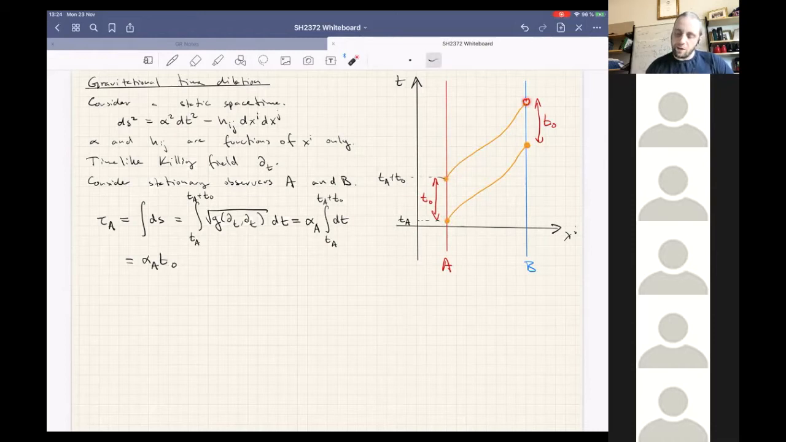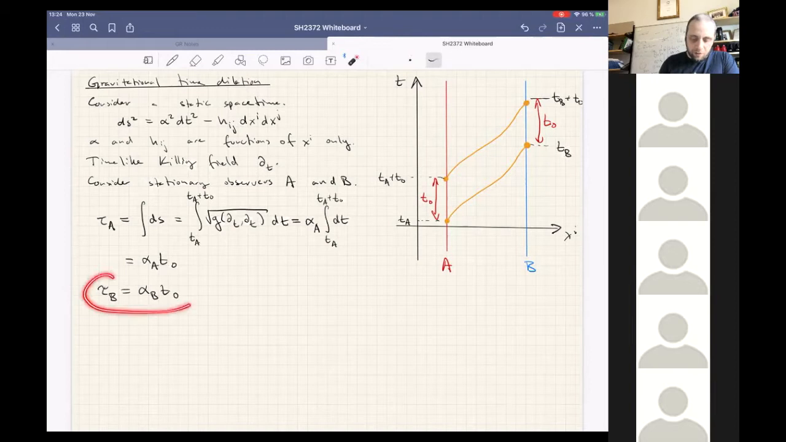We can do the same argument here for the B observer, just taking instead this time to be TB and this time to be TB plus T0. So the proper time for B in the same fashion is going to be alpha_B multiplied by T0.